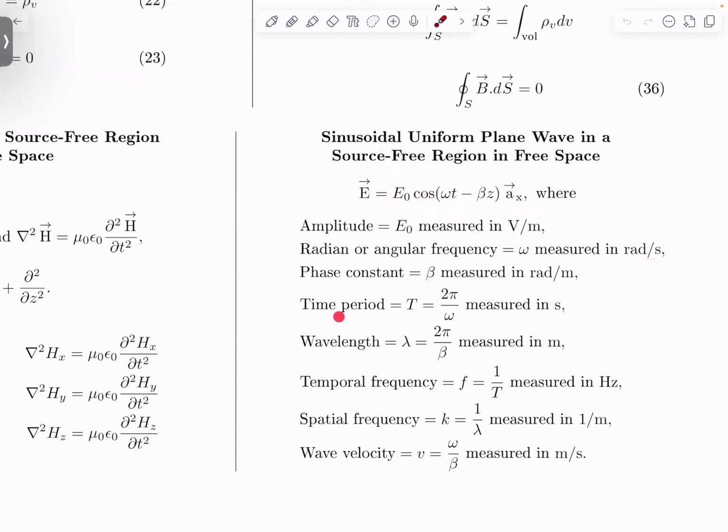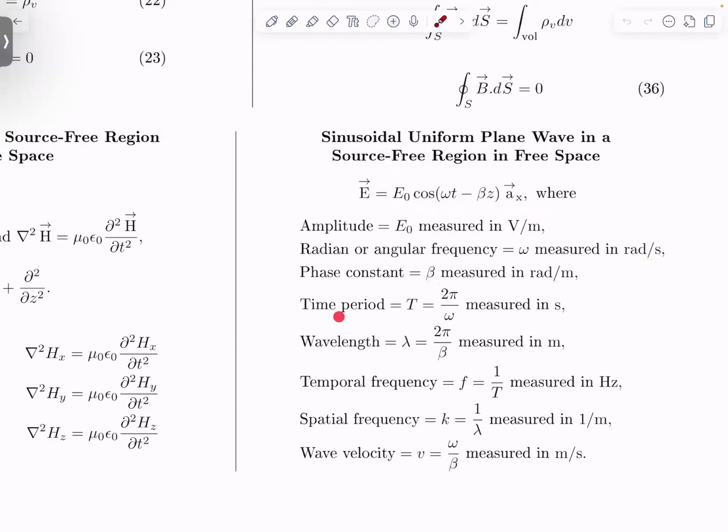Okay, so gamma equals alpha plus j beta. We denote the real part as alpha. Alpha is called the attenuation constant. If the conductivity sigma in a medium is non-zero, then alpha will be non-zero. Alpha is what attenuates the field. And then beta is the same thing that we had before. It is the phase constant. The imaginary part of the propagation constant is the phase constant.